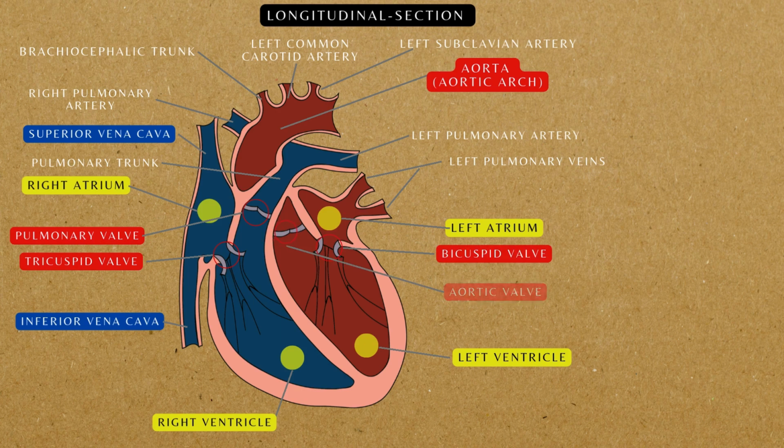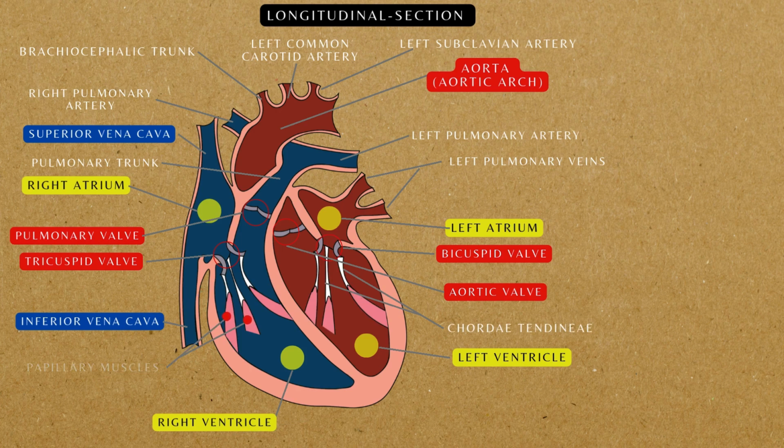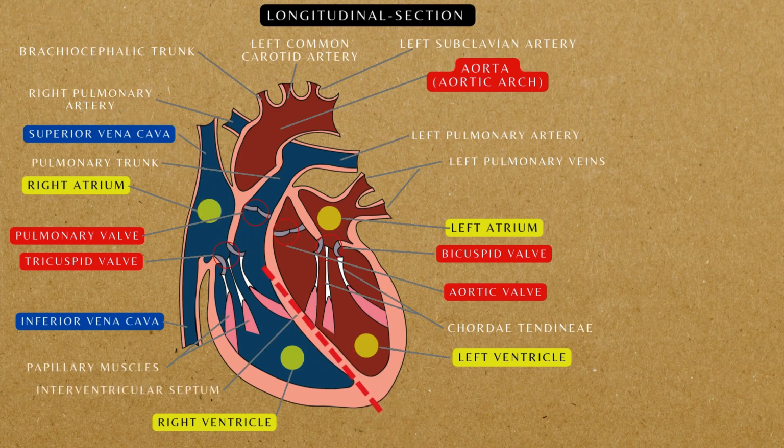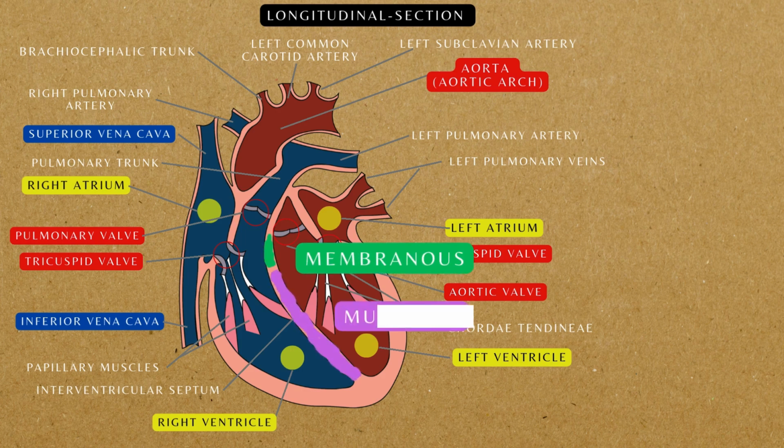Here, the structures seen attached to the valves are chordae tendineae, also known as the heartstrings. They are located in the ventricles and help to prevent atrioventricular valve regurgitation. They are attached to papillary muscles. As seen here, at the center separating the left and right heart is the interventricular septum. It has two parts, the upper membranous portion and the lower muscular portion.